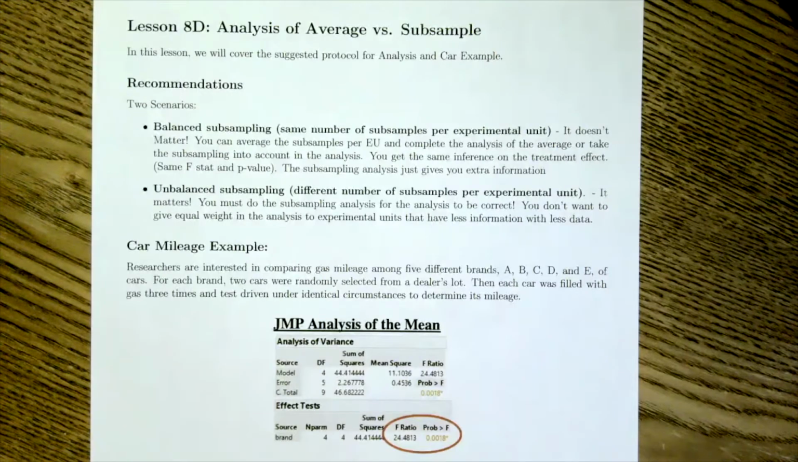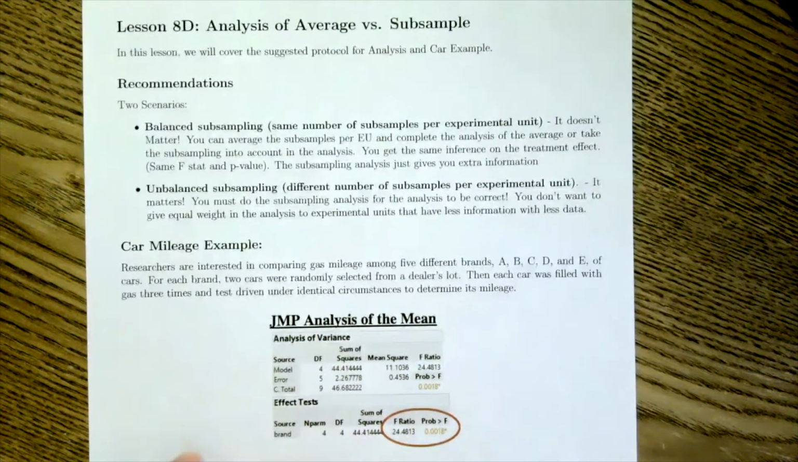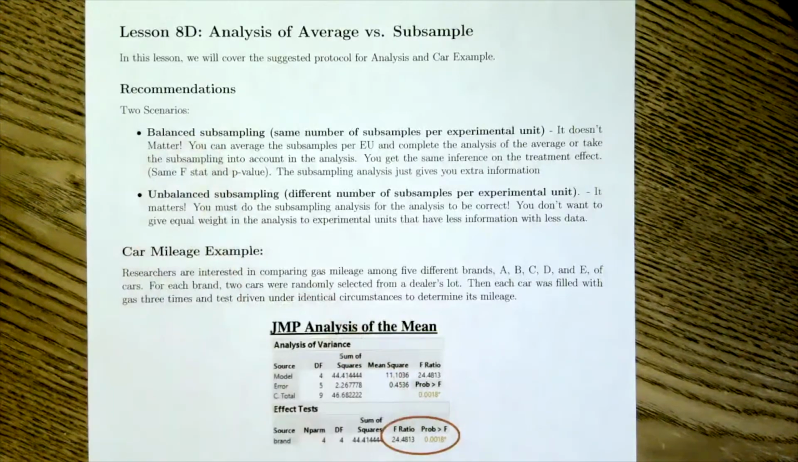In this lesson, we're going to conclude our subsampling lectures with talking about the analysis of averaging versus subsample. So let's get started. There are two scenarios that pop up with this type of analysis. We can have balanced subsampling, so the number of subsamples per experimental unit is the same. In this case, it doesn't matter whether you want to do an analysis of the average or subsample.